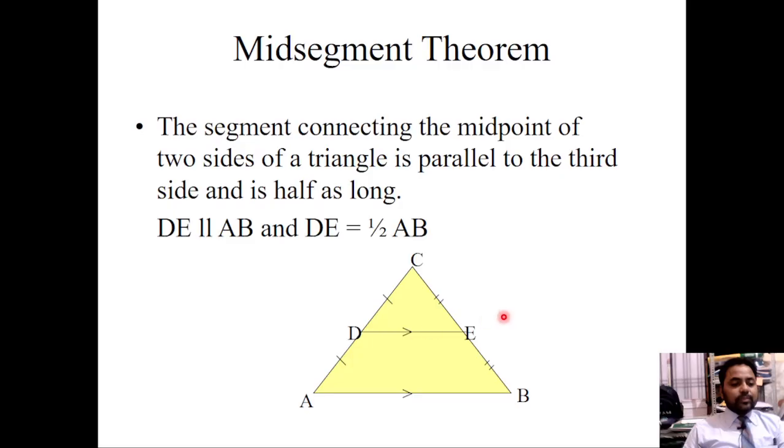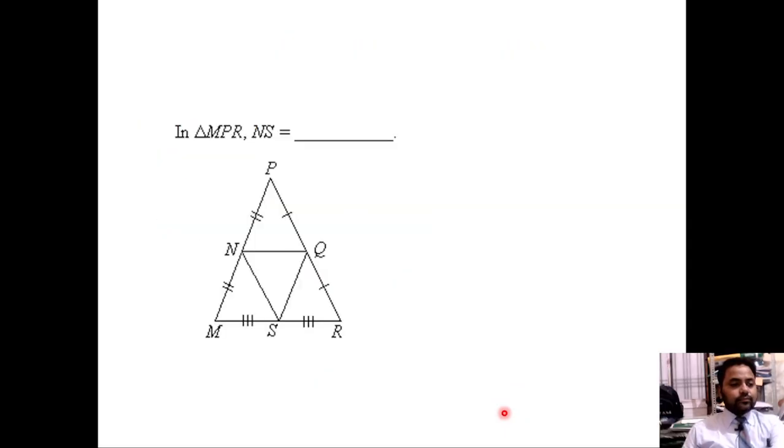So this must be parallel to this line, and if we are finding the length of the segment, then there will be a relationship between DE and AB. Here DE will be half of AB. Now in triangle MPR, NS we have to find.